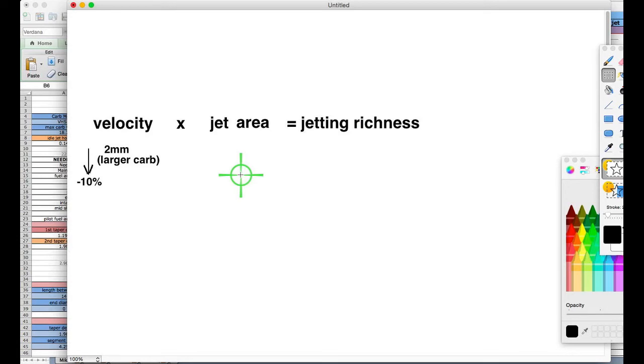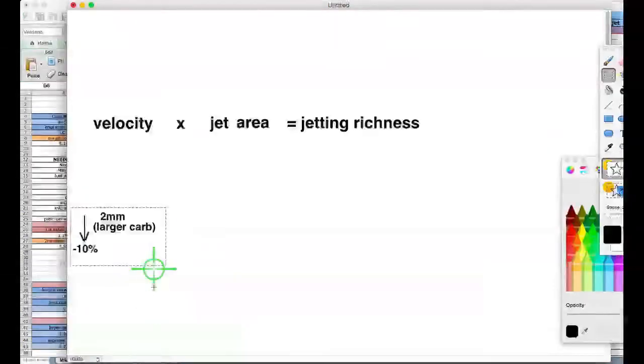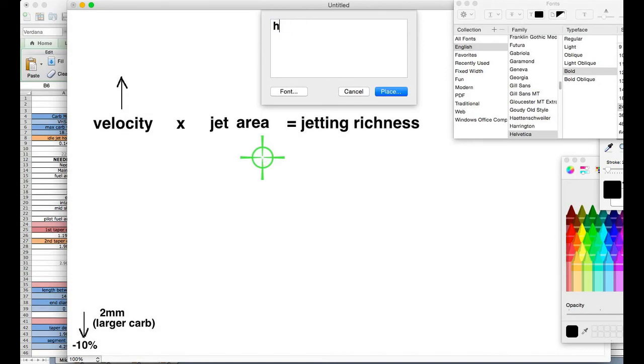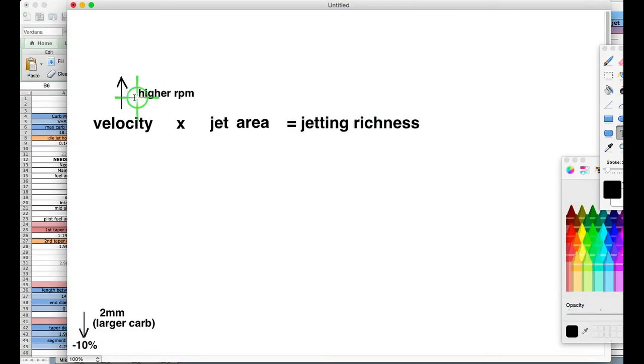And if you increase the velocity, let's say by 100 RPM, then you're going to have to lower the jetting area, because with the higher RPM you get more suction, and with the same jets it'll pull up too much fuel and it'll be too rich.